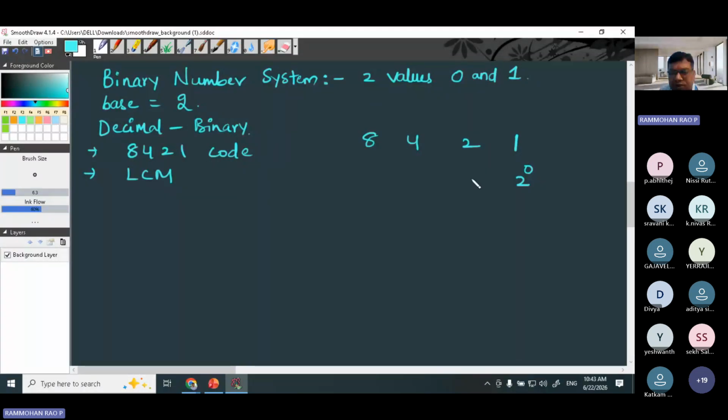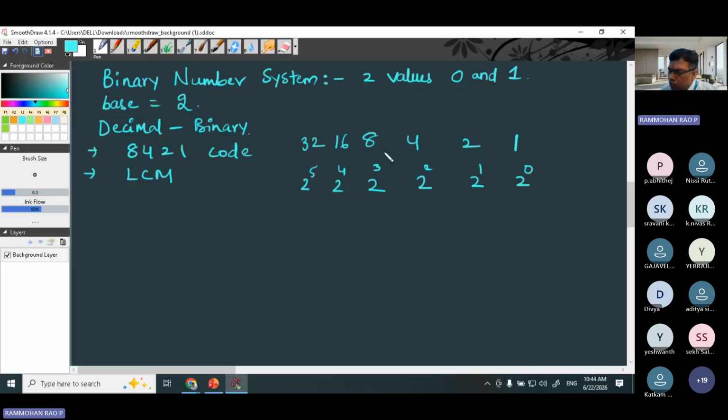2 power 1 is 2. 2 power 2 is 4. 2 power 3 is 8. 2 power 4, 16. 2 power 5, 32. Like that it will continue. 2 power 6, 64. 2 power 7, 128. 2 power 8, 256. Like that it will continue. It is an infinite sequence, from right to left.